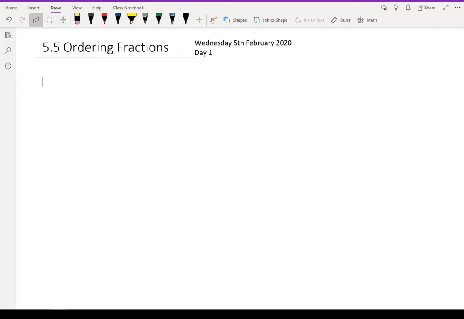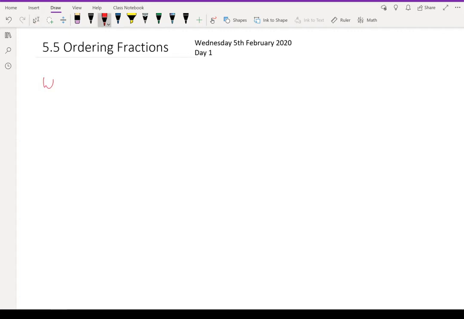So today we're going to continue 5.5 ordering fractions. We're going back to fractions now. Yesterday we learned about LCM. Before the Chinese New Year break, we did equivalent fractions. So first of all, let's say we have two fractions.